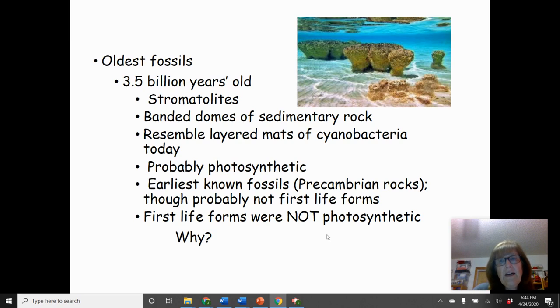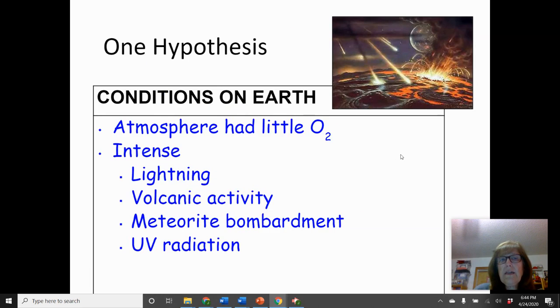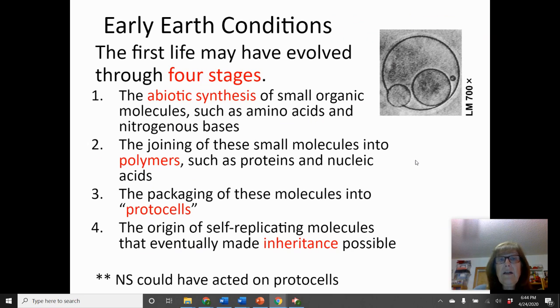And why is that? Well, the reason is because the early atmosphere of Earth had very little oxygen. There was a lot of intense lightning going on. There was a lot of volcanic activity. There were meteorite bombardments occurring. UV radiation was very intense. Those early life conditions really, there's a couple of hypotheses.